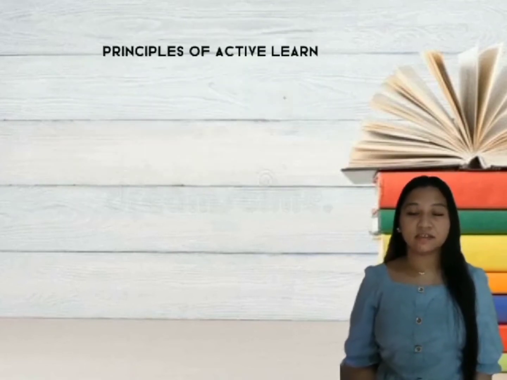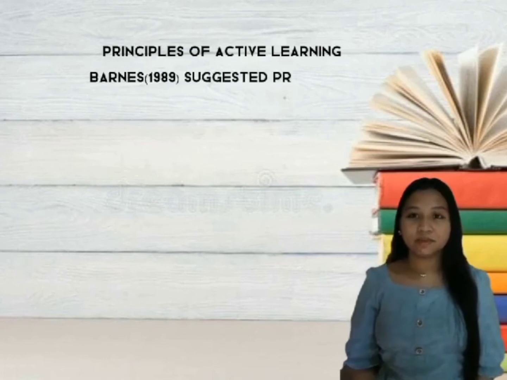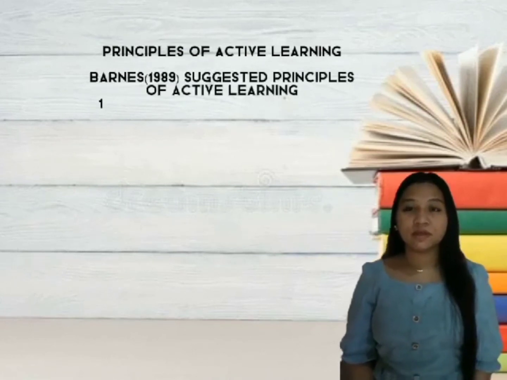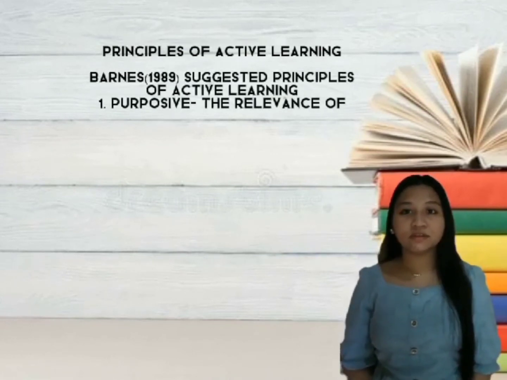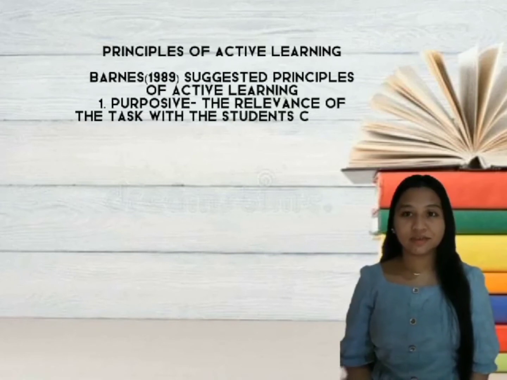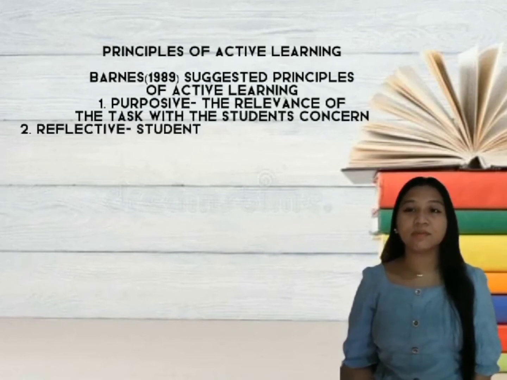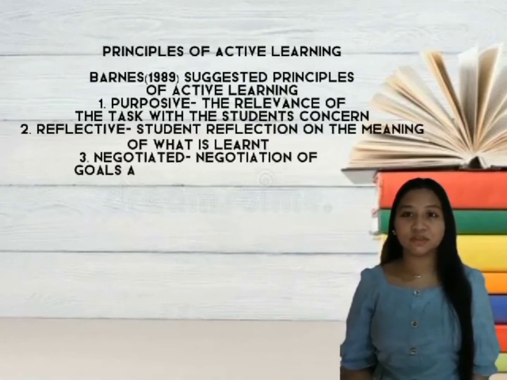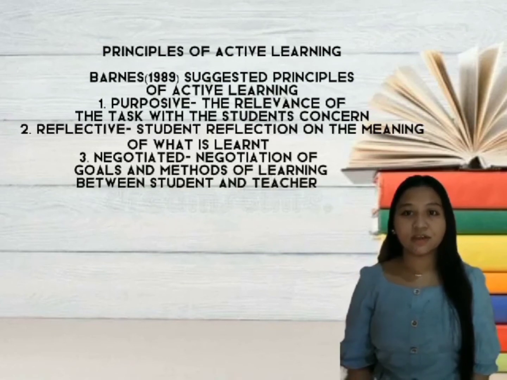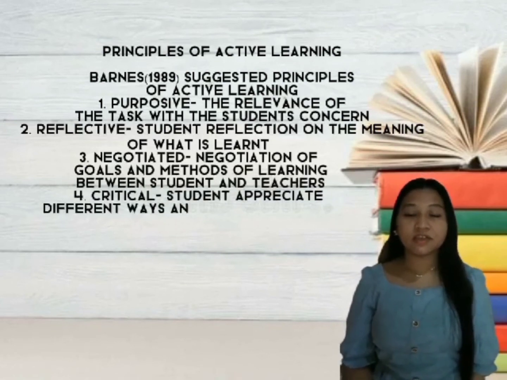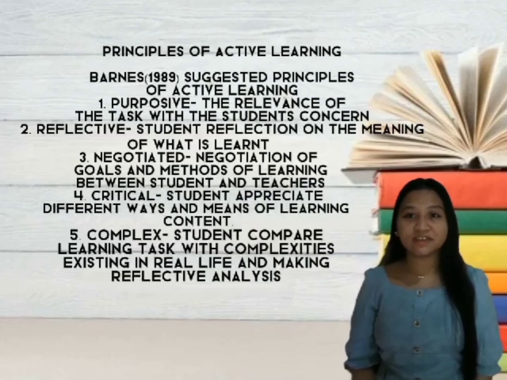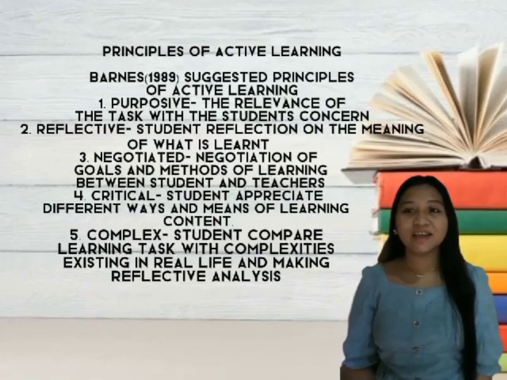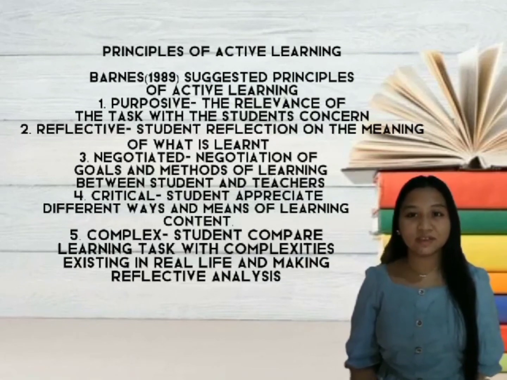Barnes, 1989, suggested principles of active learning. Purposive: the relevance of the task to the students concerned. Reflective: students' reflection on the meaning of what is learned. Negotiated: negotiation of goals and methods of learning between students and teachers. Critical: student appreciation of different ways and means of learning content. Complex: students compare learning tasks with complexities existing in real life and make a reflective analysis.